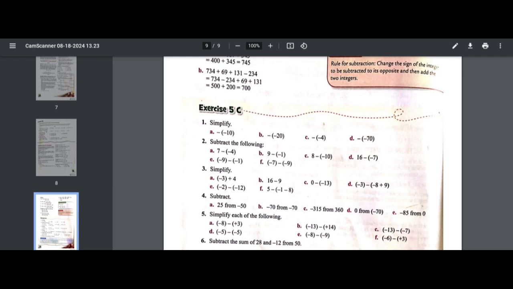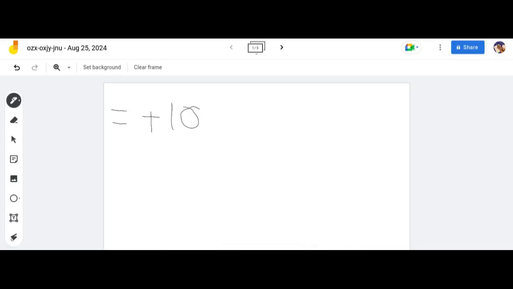So, question number 2. Subtract the following. Remember that if there is a question in which they ask to add the following, that doesn't mean you must simply add them. It may be different, because we are adding integers, and an integer contains its own sign as well. Okay, there is a little tip.